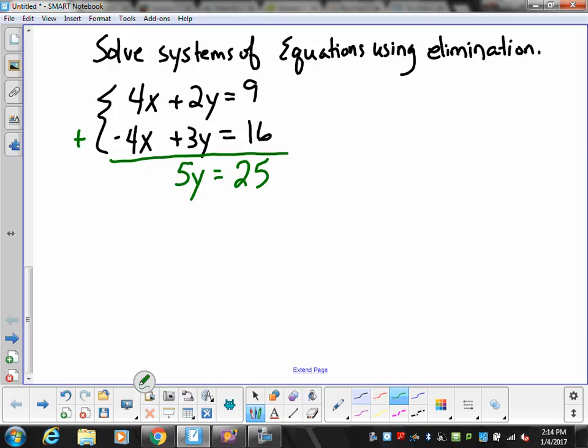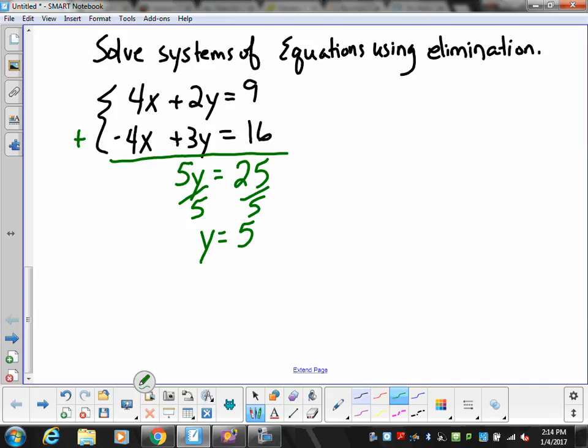So 5y equals 25. How do I solve for y now? Get rid of that 5, so I need to divide by 5, so y equals 5, because 25 divided by 5 is 5. Okay.